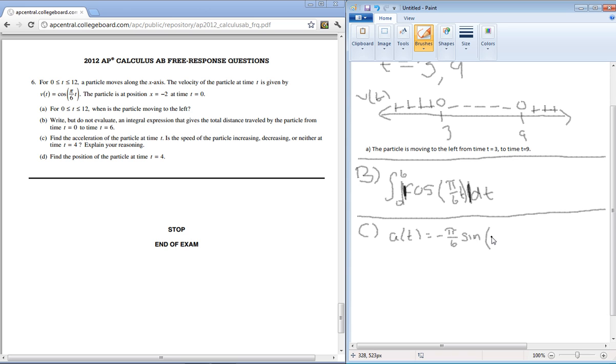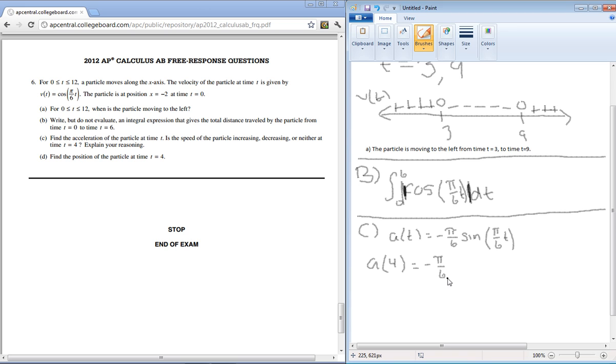I'm trying to think. Is that right? Acceleration is negative cosine of pi over 6 t times pi over 6. We move the pi over 6 in the front and negatives in the front, and everything's nice and neat. Now A of 4 equals negative... This is going to get messy, I think.